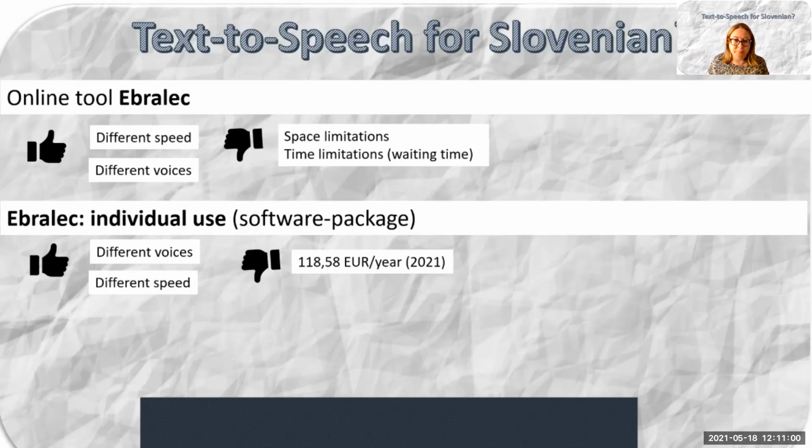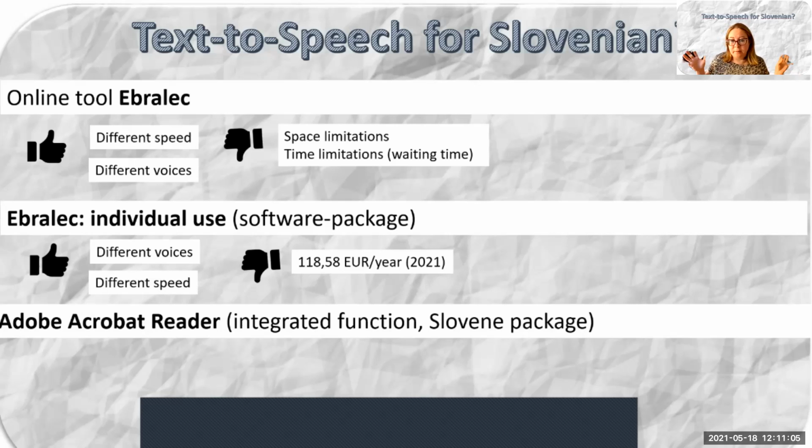It's an annual fee. And solution number three, if you have the Slovene package of Adobe Acrobat, you can use one integrated function, using PDF formats of Word documents, to read out and to listen to this in Slovenian. What is good? It is free. What is not so good? It's only one voice integrated and only one speed, which is maybe not so convenient for foreigners who do not speak Slovene very well.